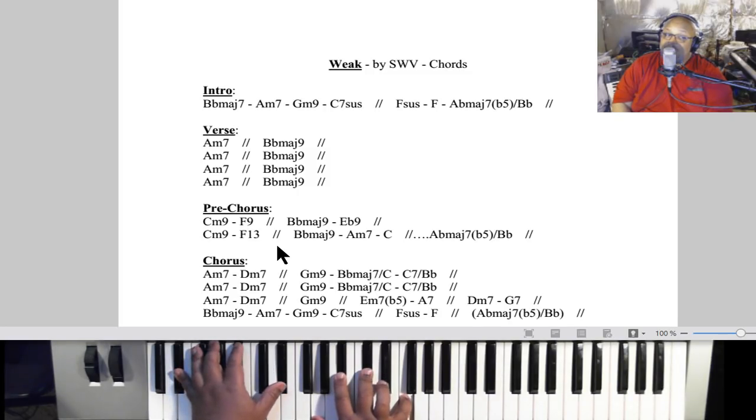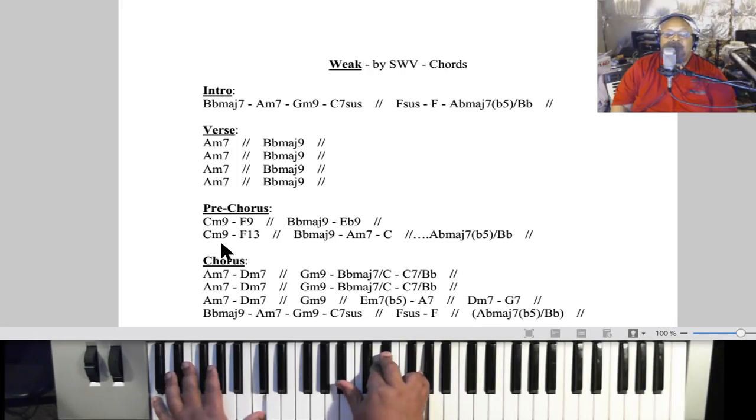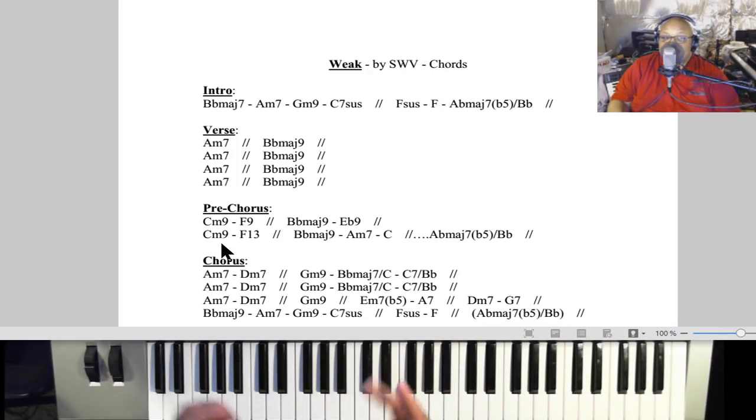B flat major 9 to E flat 9. Okay, then you come on down to the next measure that says C minor 9 again to a F13. Can't figure out just what to do. 2 beats apiece, right? Because there was only 2 chords in that measure. Like I said, 9 times out of 10, it's not every time, but 2 and 2.